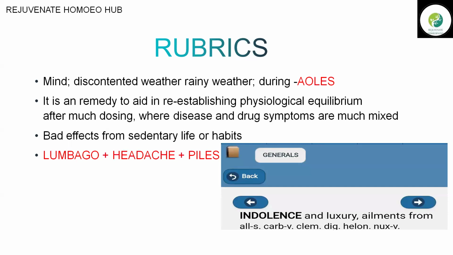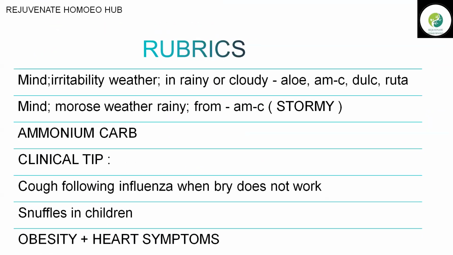This is the rubric. Coming to the next rubric: mind, irritability, weather, rainy or cloudy. The remedies are Aloes, Ammonium carb, Dulcamara, and Ruta. Whenever this rainy season starts, the patient gets irritability. How does a patient express this symptom? The patient says, same version as I prescribed before, due to this rainy weather I am feeling so much irritability, doctor.